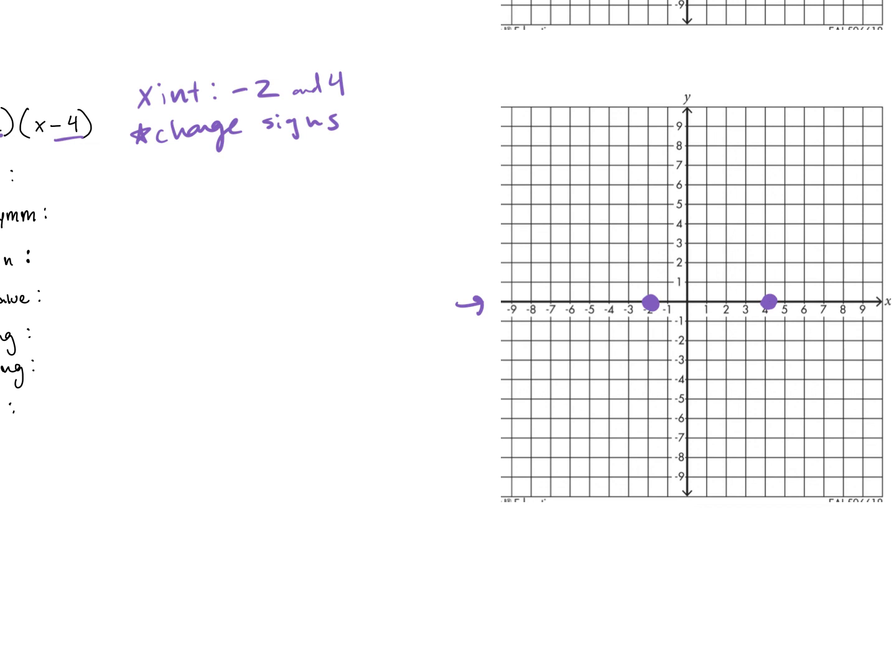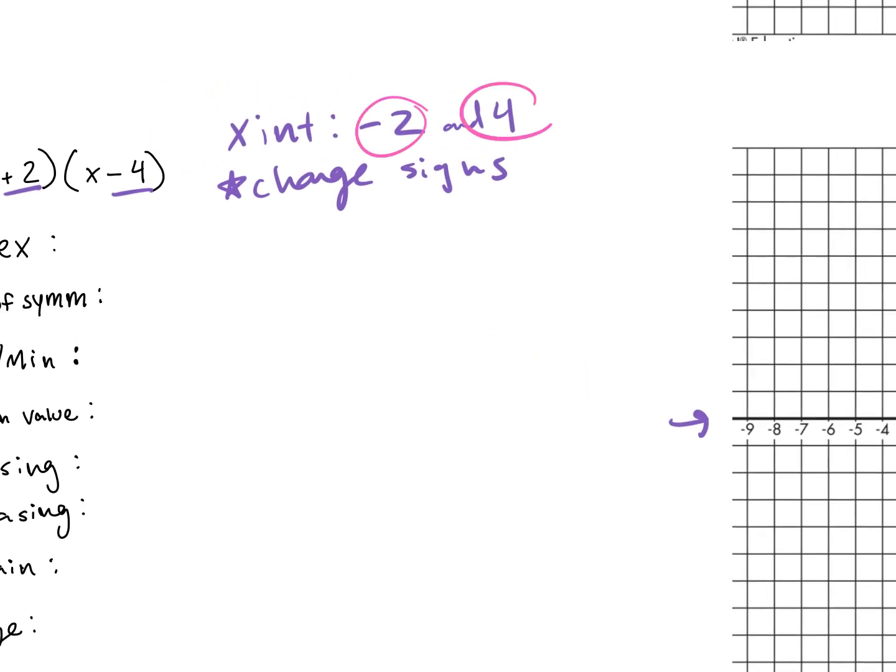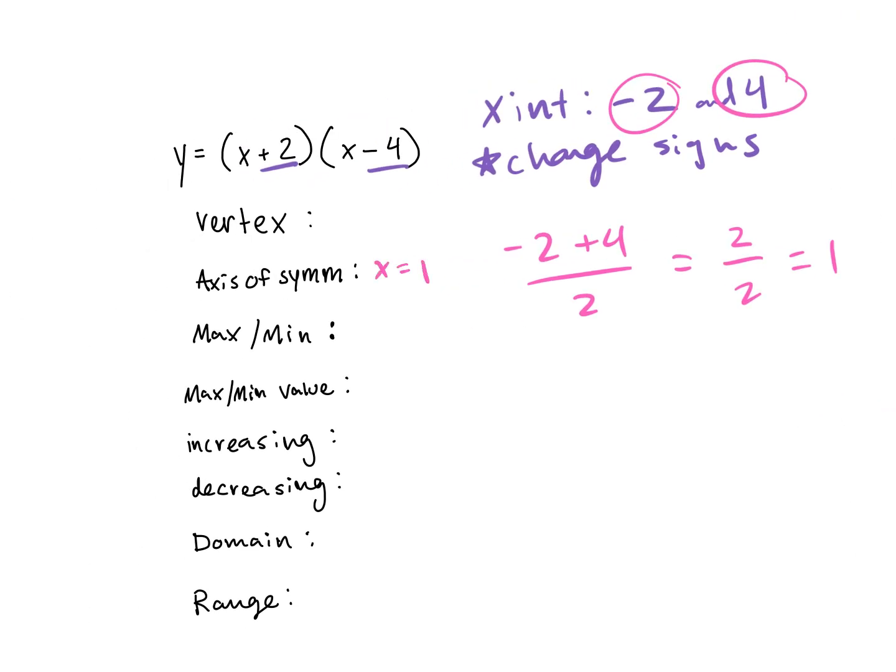Now, how would I find my axis of symmetry? Awesome. I add my 2 x-intercepts and divide by 2. I'm finding the average of these 2. So add them and divide by 2. I get 2 over 2, which is 1. So my axis of symmetry is x is equal to 1. So what would the first number in my vertex be? 1. How do I find the second number? Plug 1 into the x's. So I have 1 plus 2 and 1 minus 4. So 3 and negative 3. So negative 9.